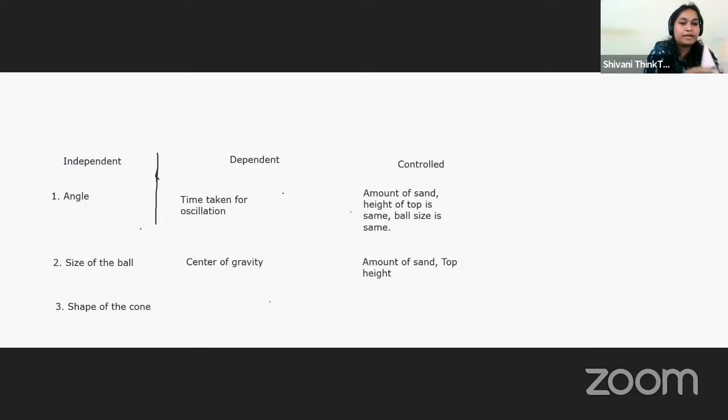And what is dependent on it? You can say two things, the number of oscillation as well as the time taken for it to come back to its mean position. Let me write two things here. I would say first number of oscillations. And what I'm keeping constant is the ball size, the sand, and the height. The height of both of them are same. What I'm changing is only and only the shape of the cone. So these are all controlled.